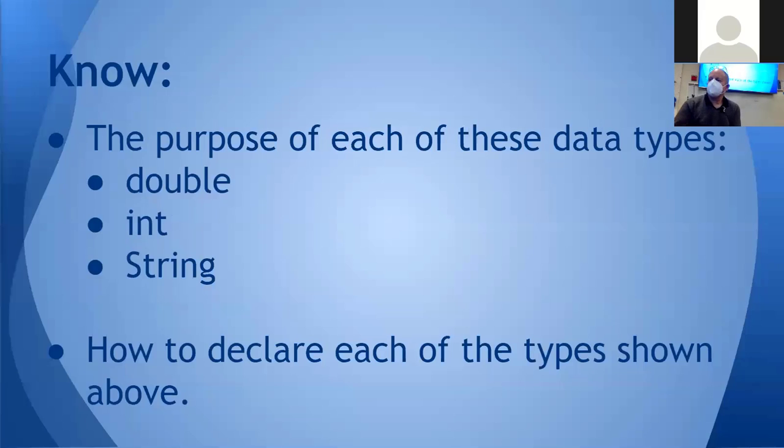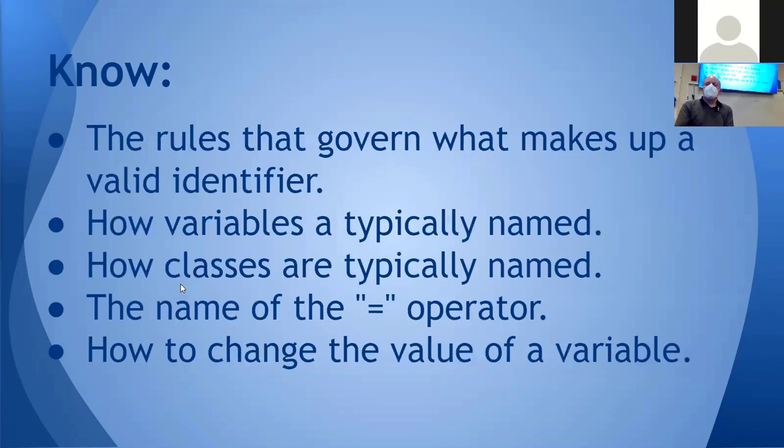And then also know how to declare each of these types shown above. So how do you actually create a variable that's a double, a variable that's an int, a variable that's a string? String is different because string is an object, where the other two are primitive types. So I'd look at how do you construct objects? And we went over that as well.